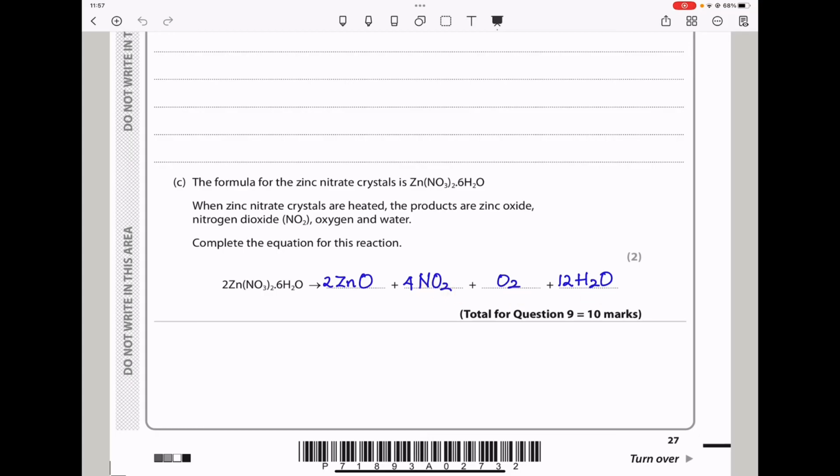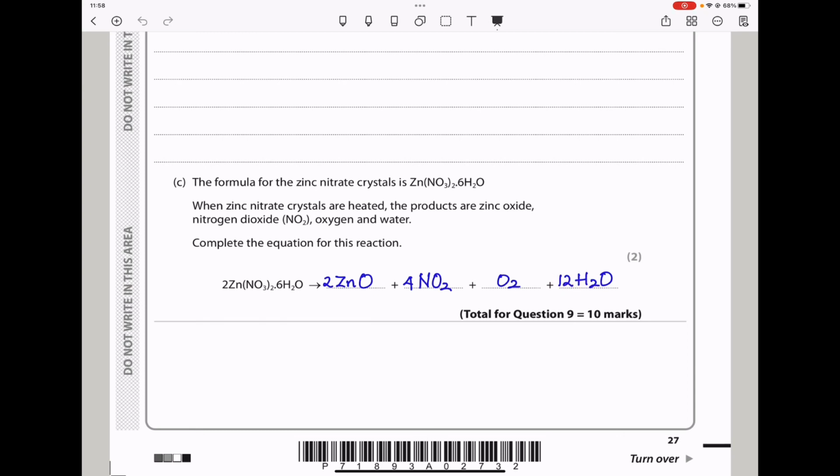Now we can see zinc is going to be 2 here, so I'm going to put a 2 on zinc oxide to create 2 zincs. Since all the nitrogens on the product side are going to end up in nitrogen dioxide, this is going to be 4. The hydrogens are going to be 12 times 2, which is 24. So this gives us 12 H2O to create 24 hydrogens in total.